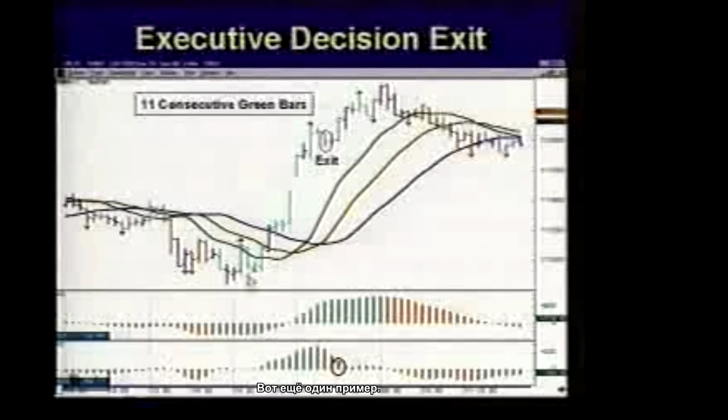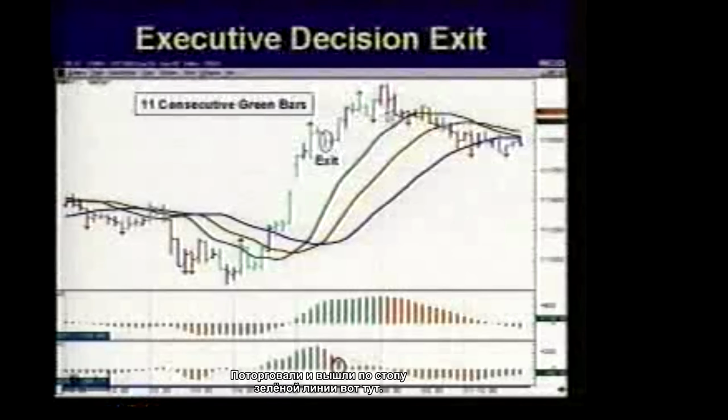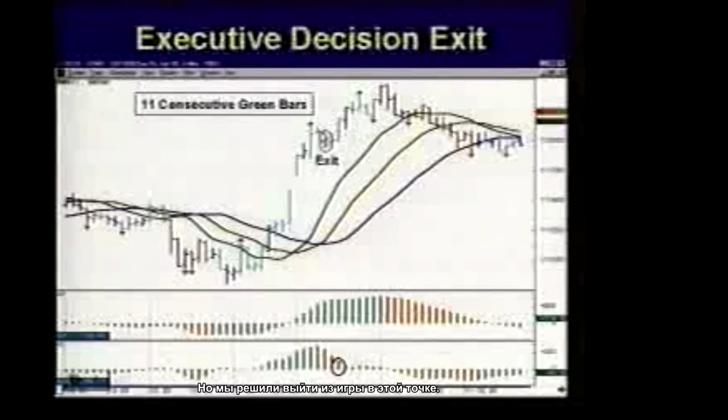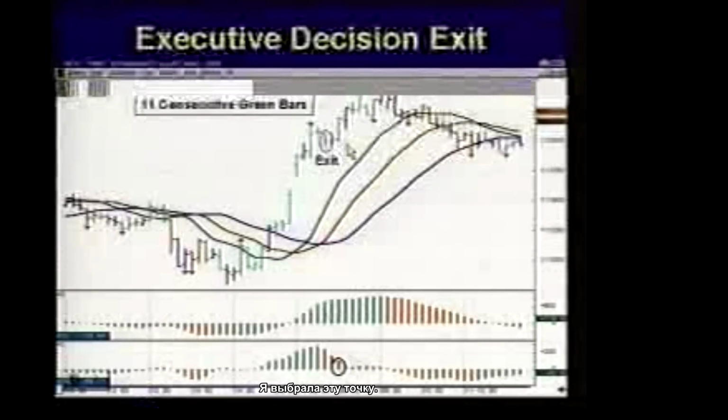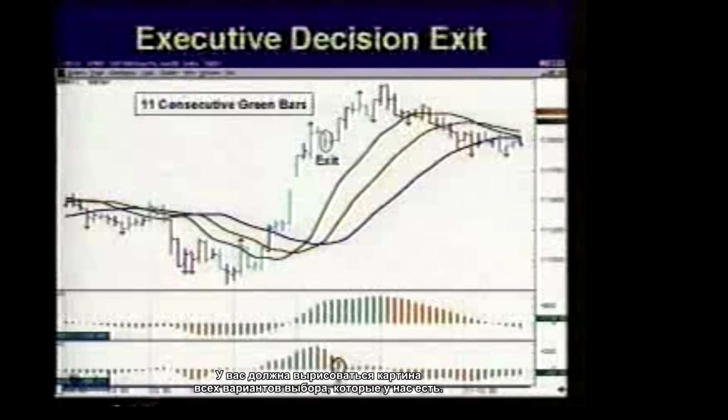Here's another example. We had 11 consecutive green bars. This was our exit. Now we could have gotten right back in here at this fractal up, traded it, and we'd have been stopped out here with a green line. But we chose to get out at this point here. I chose that point. And you also had an AC sell as well as your 5 consecutive bar stop that would have gotten you out of this market. So I think you should be starting to see all the different choices that we have.